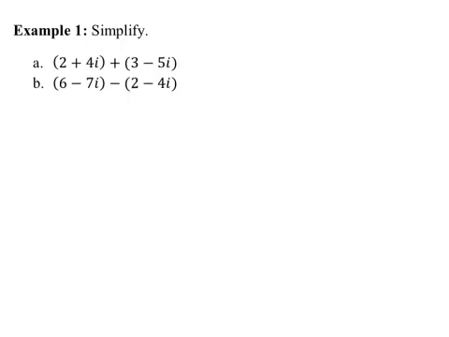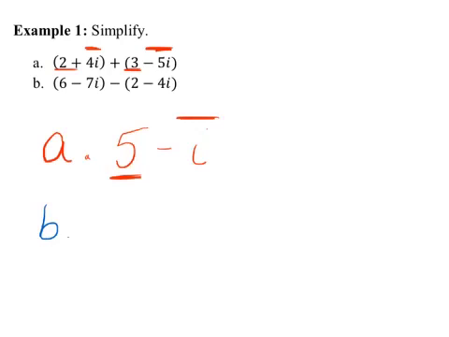Chris, first part A? Yeah. Again, the 2 and the 3 combine to give you a 5, 4i and negative 5i combine to give you negative 1i. Okay? Pat, part B. How can you rewrite it to make it easier? 6 plus 2. Okay, so you're thinking about that. But let me just write it like this first. So then you're going to say plus 2, good, and plus 4i.